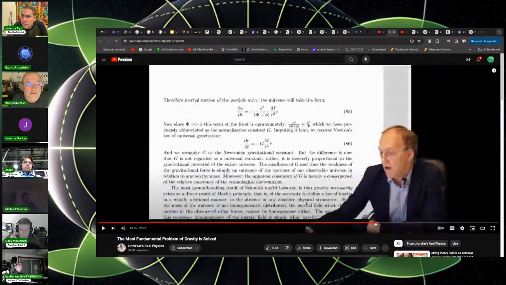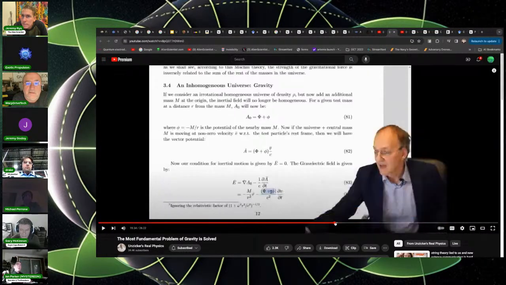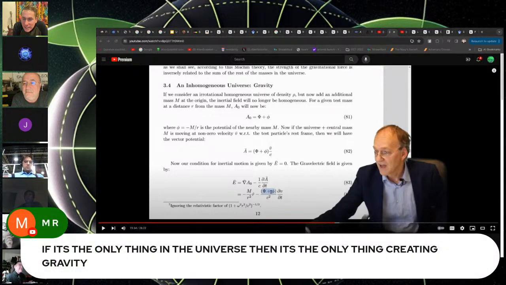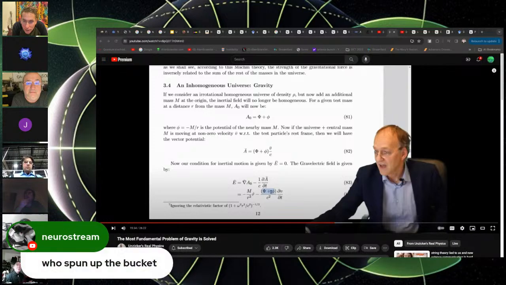I think MR really pointed this out the best in the comments, and he says, if it's the only thing in the universe, then it's the only thing creating gravity. Meaning that if it's all the isolated matter that exists in its entirety, then it will. Can I ask one question? That's fair. That's an interesting point, because if there is a mass far away creating the gravity that's pulling the water down in the first place, then that mass would also create maybe the gravitomagnetic field required to hold the parabola.